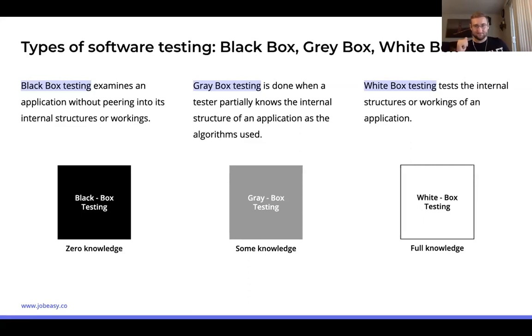There is always a gray area. And the gray area in testing is called gray box testing. So gray box testing is done when a tester partially knows the internal structure of an application and sometimes may look into anything outside of UI, so anything outside of just graphic elements of the website, to check if the application behaves the way it's supposed to.